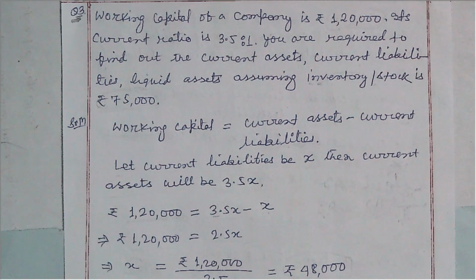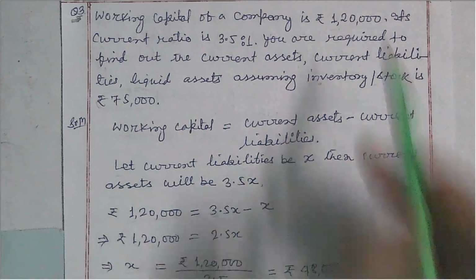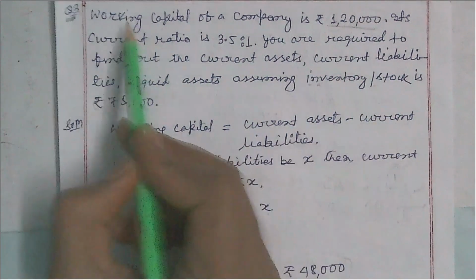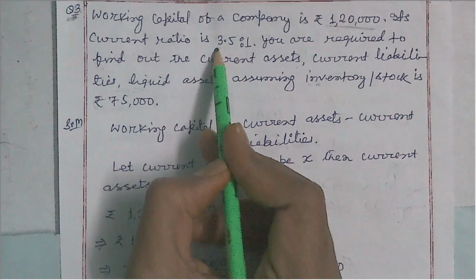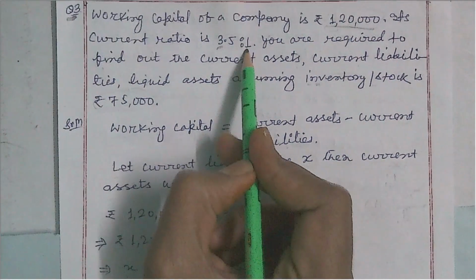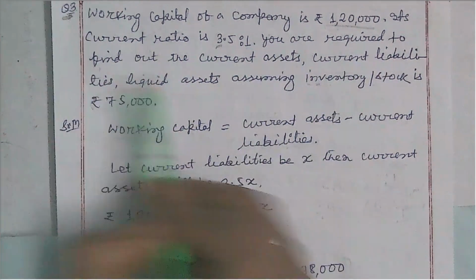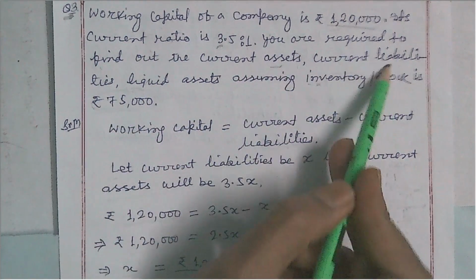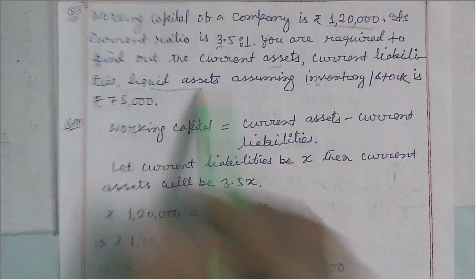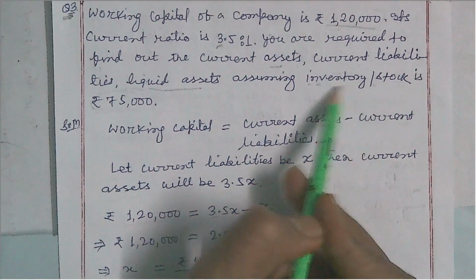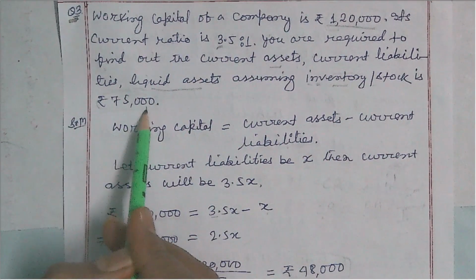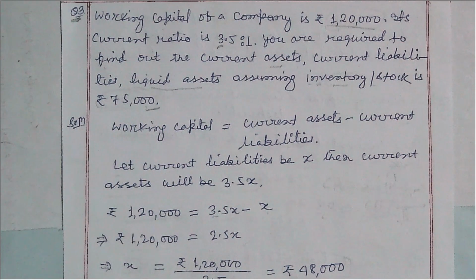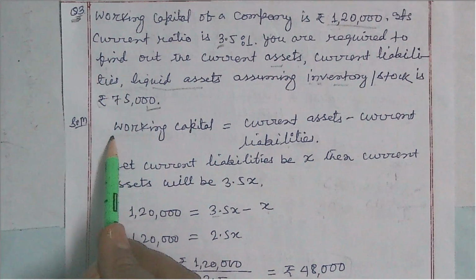Working capital of a company is rupees 1,20,000. Its current ratio is 3.5:1. You are required to find out the current assets, current liabilities, and liquid assets, assuming inventory or stock is rupees 75,000. So this is your question. Here you are getting more formulas.